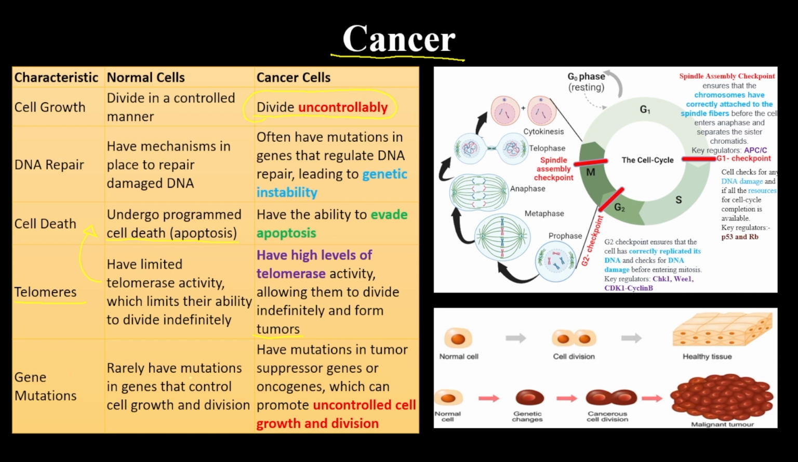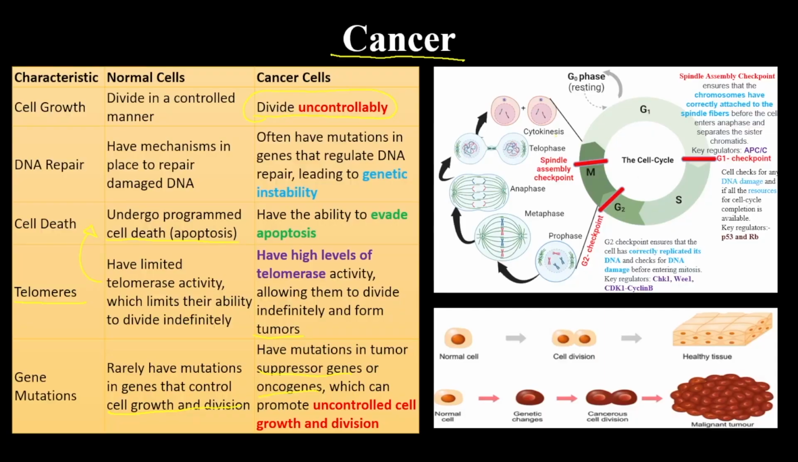Then the gene mutations. The normal cells rarely have mutations in the genes that control cell growth and division. Whereas the tumor cells have mutations in tumor suppressor genes or oncogenes, which can promote uncontrolled cell growth and division.